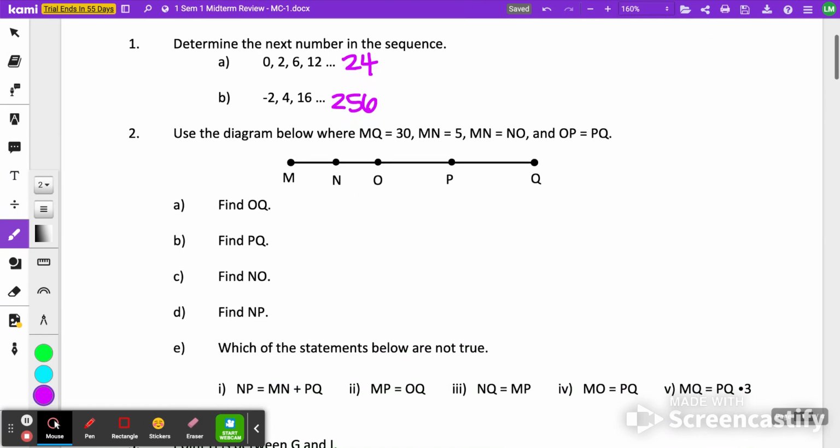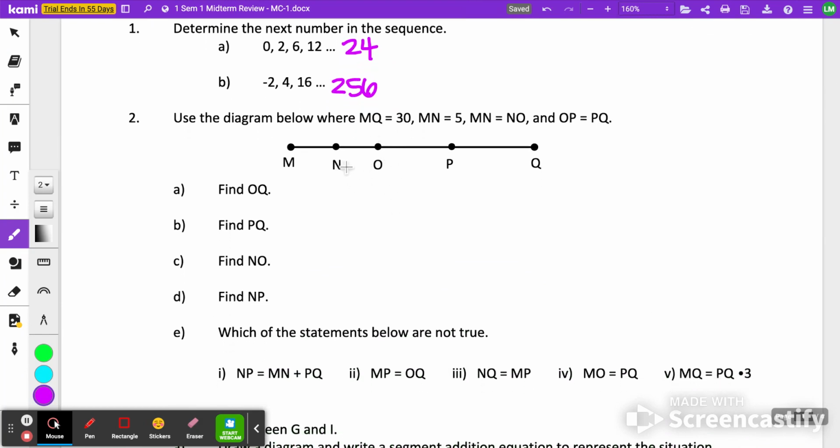For number 2, use the diagram below where MQ is equal to 30. So that means the entire thing is equal to 30. MN is 5. MN is equal to NO, so that means it's also 5. And then OP is equal to PQ. So I already know that these two are supposed to be matching, and I'm already taking care of 5, 10. That means I have 20 left over, so in between these, I just need to say that they're 10. So OQ is 10 plus 10, which is 20. PQ is 10. NO is 5.